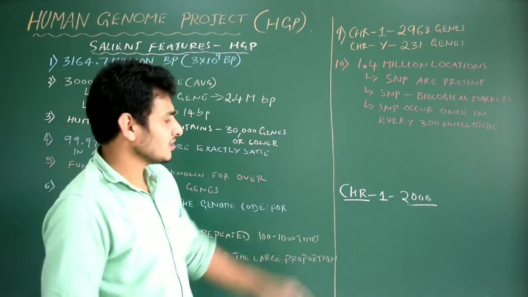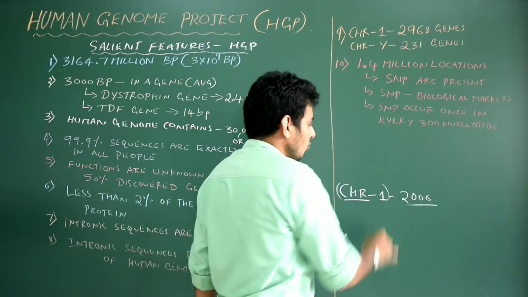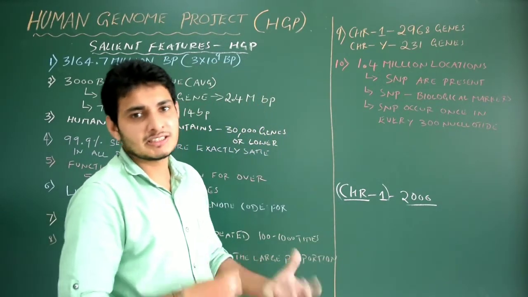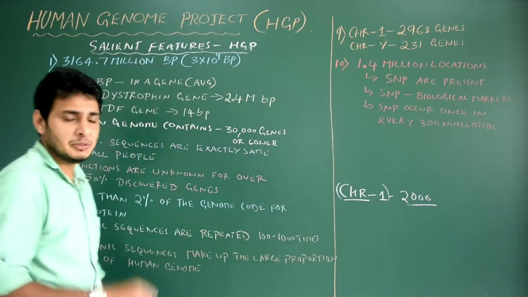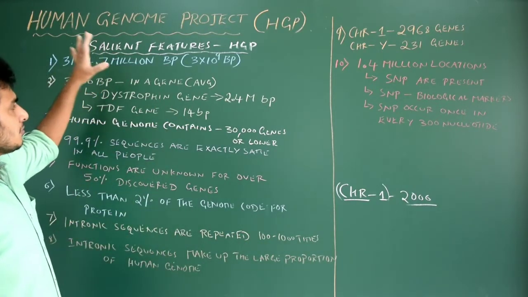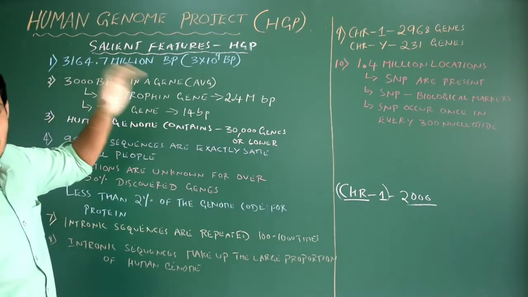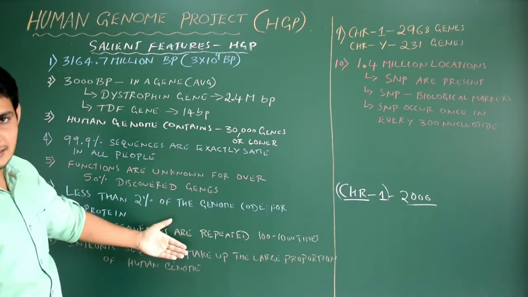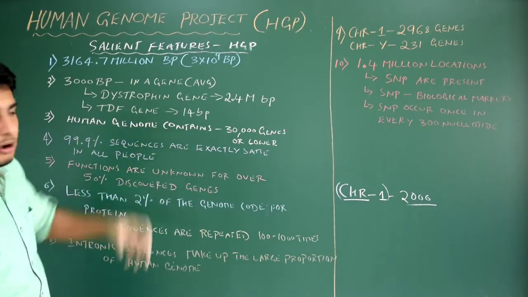So in 2006, please note this point, chromosome number 1 was the last chromosome to be sequenced, like identification of genes and everything, in the project HGP. Students must differentiate between the goals of HGP and the salient features of HGP. Both are entirely different. This is the result of the Human Genome Project, the outcome of HGP.